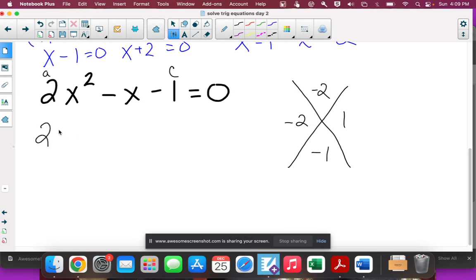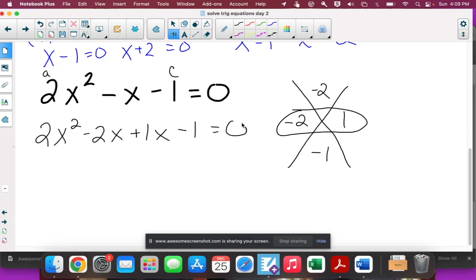Okay, so we're going to rewrite it. We're basically just splitting the middle term into these two pieces. So -2x plus 1x minus 1 equals 0. And no, for those of you who are wondering, you don't have to put the 1 in front of the x. I'm doing it to show that those are the actual two coefficients. Okay, so same deal. You're going to either do the grouping method or you're going to do the box method. Either one.